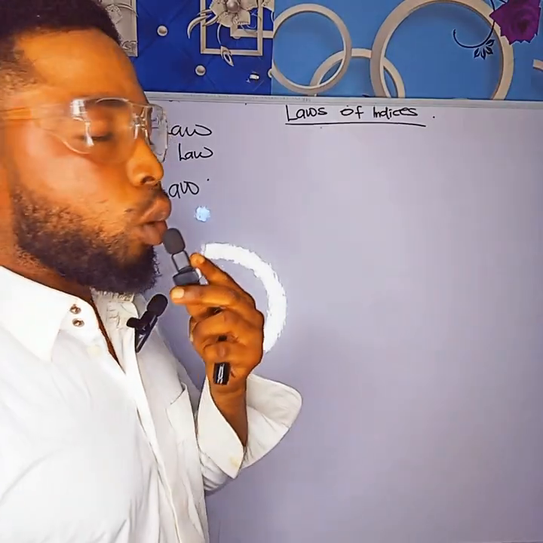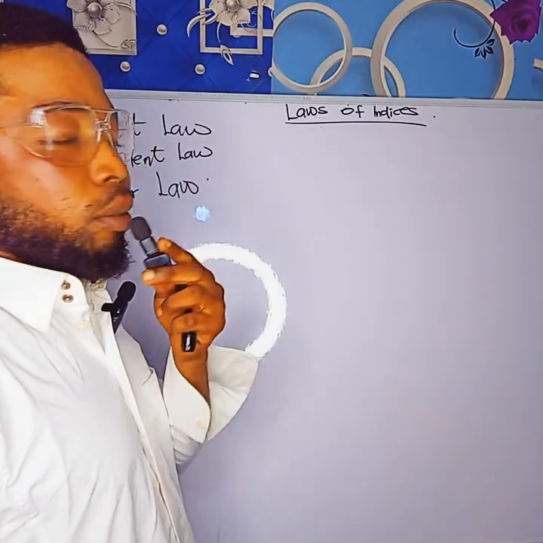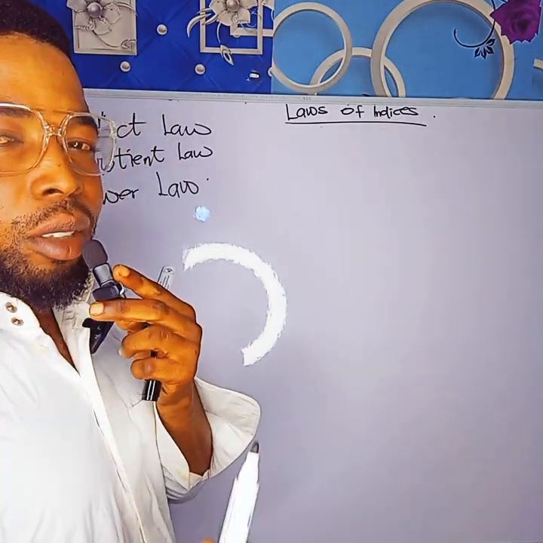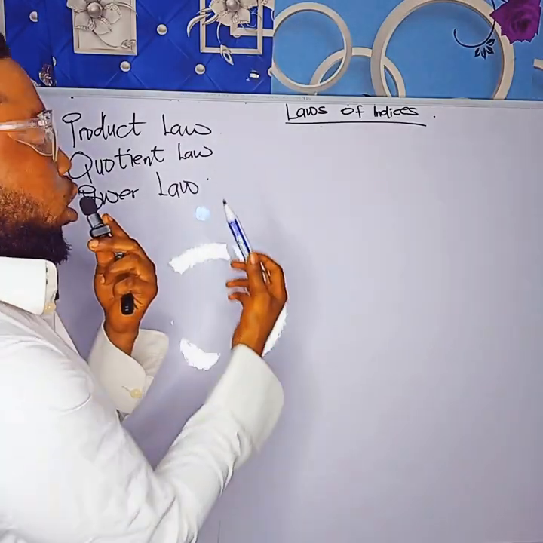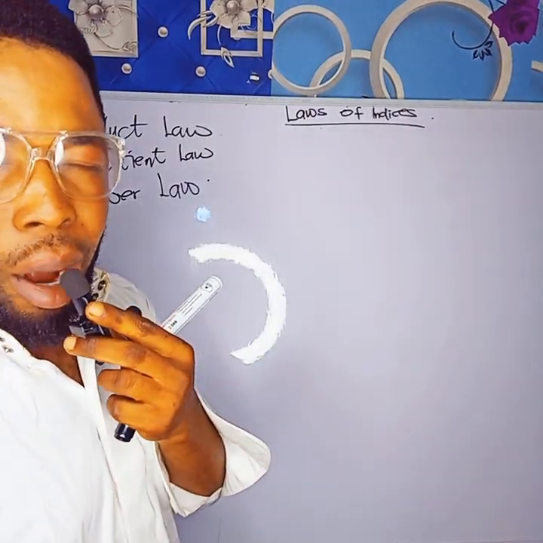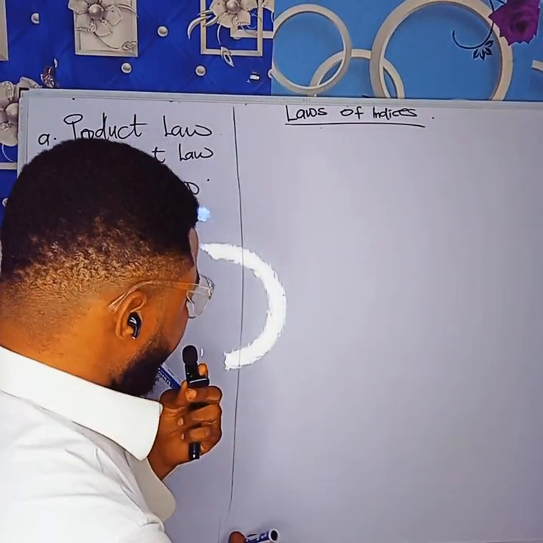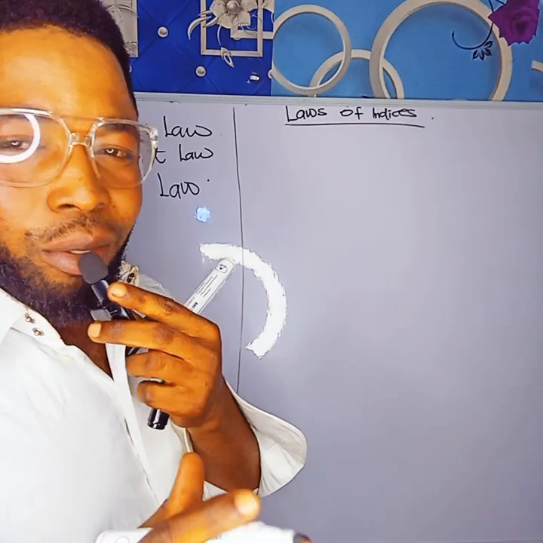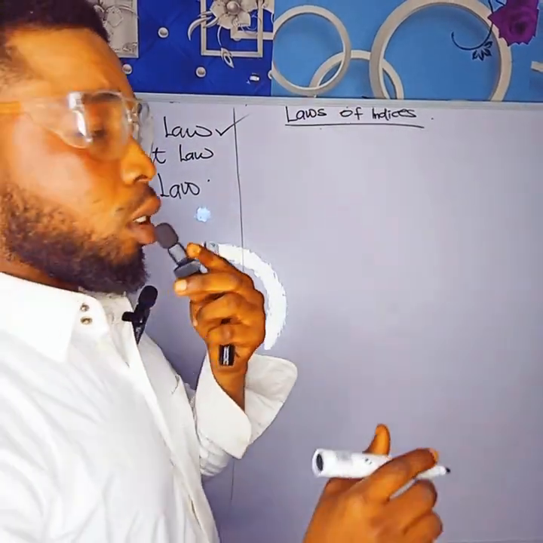So today we are going to look at the laws of indices. Basically we have three major laws of indices: the product law, the quotient law, and the power law. So let's take them one after the other. Let's take the product law first.